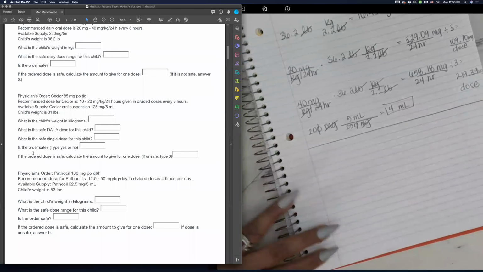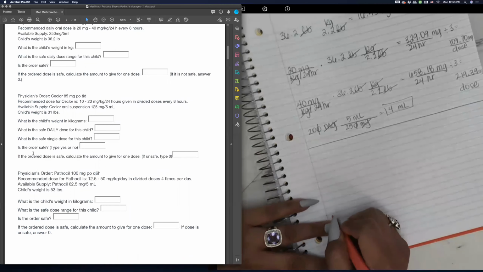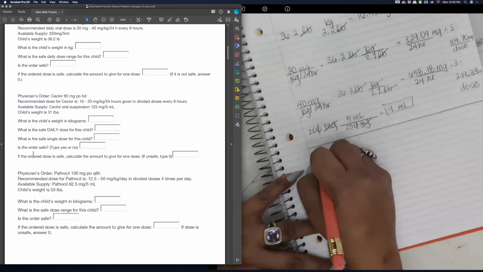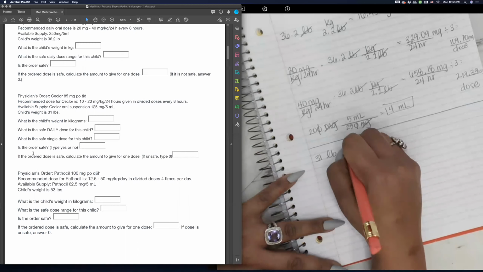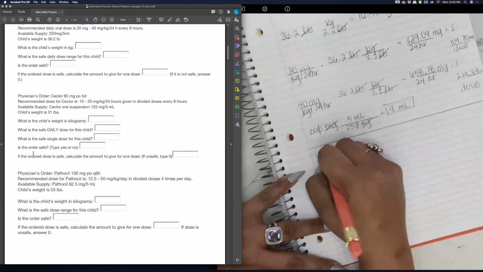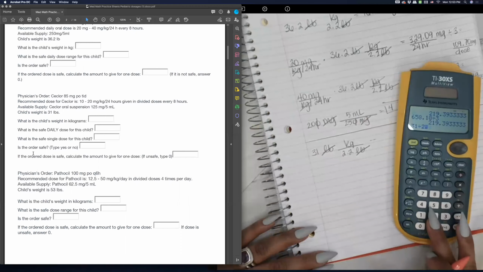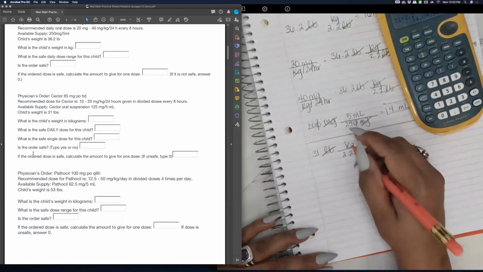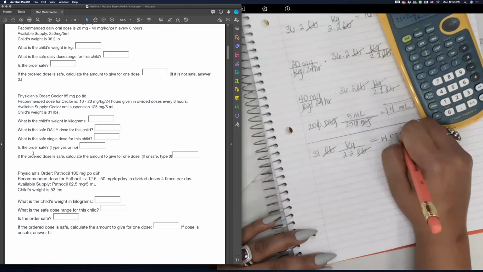Okay, C-chlor, 85 milligrams PO TID, and a child that weighs 31 pounds. Divide by 2.2 pounds. Okay, so 31 divided by 2.2. The child weighs 14.09 kilograms.